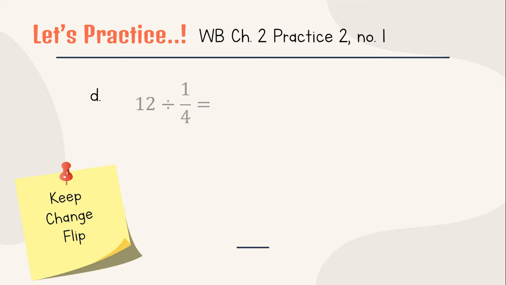D. 12 divided by 1 per 4. So what is that? Keep. We keep that 12. After that, this division we change into multiplication. After that, flip, 4 per 1. So 12 times 4 per 1. Remember, 12 times 4 equals 48. And this is per 1, so consider it as 48 as well.